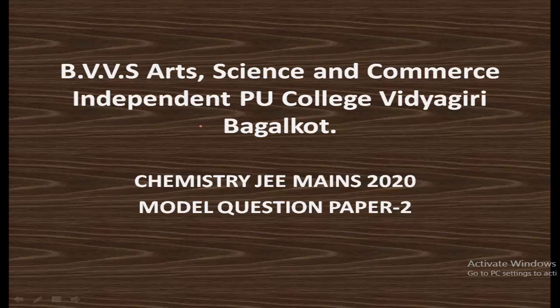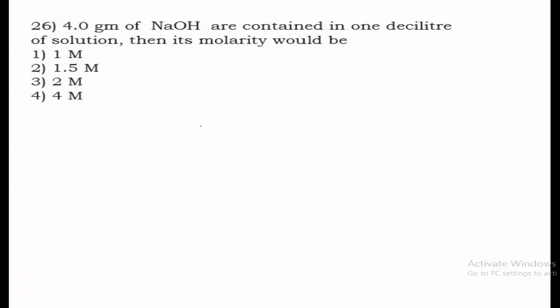Okay. So as you know, from first question to 25th question, the questions are based on physics subject, and from 26 to 50 the questions are based on chemistry subject. So the 26th question and the very first question in the chemistry subject is: 4.0 gram of NaOH are contained in 1 deciliter of solution, then its molarity would be.